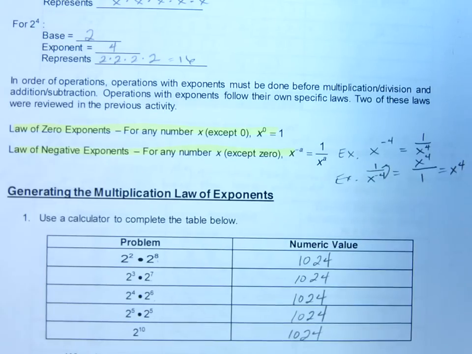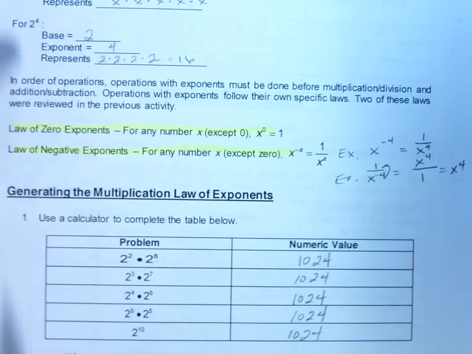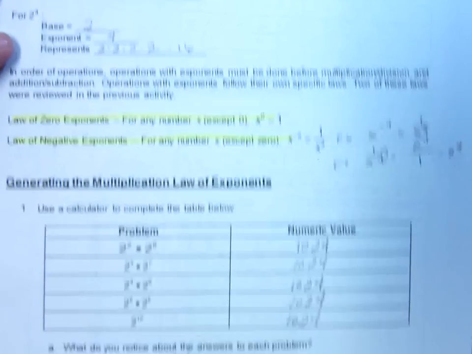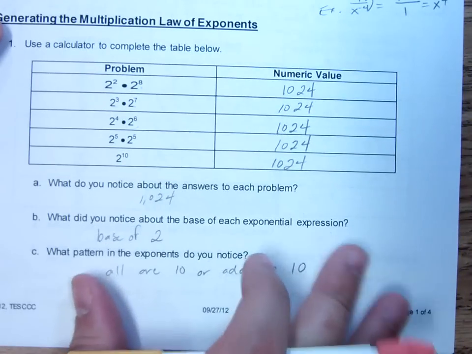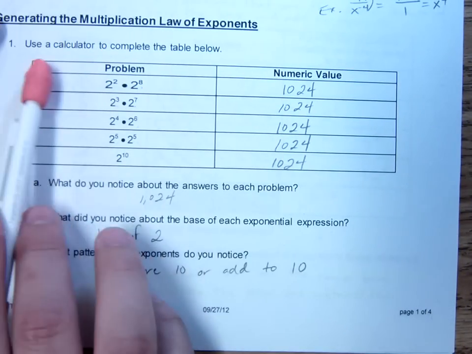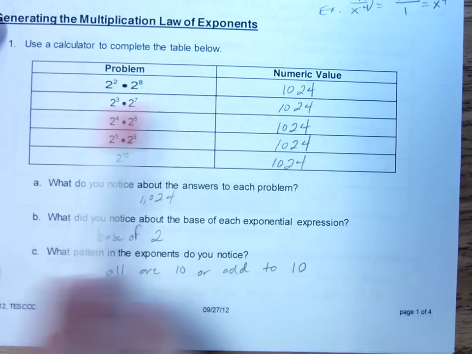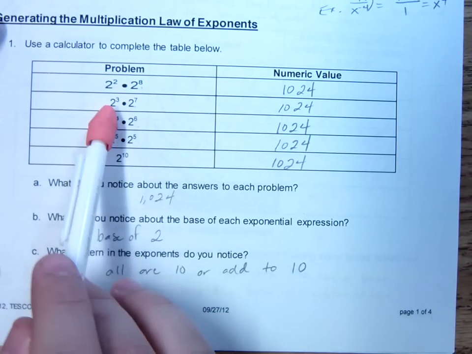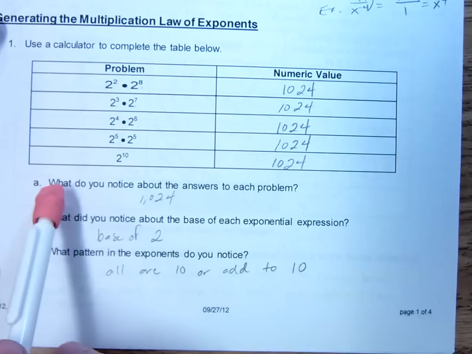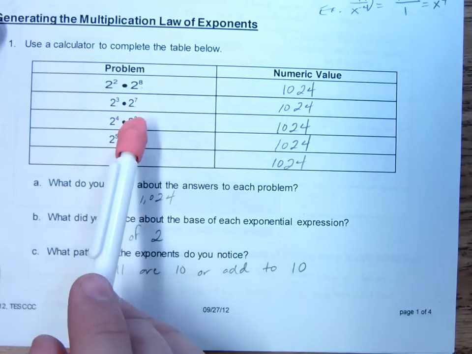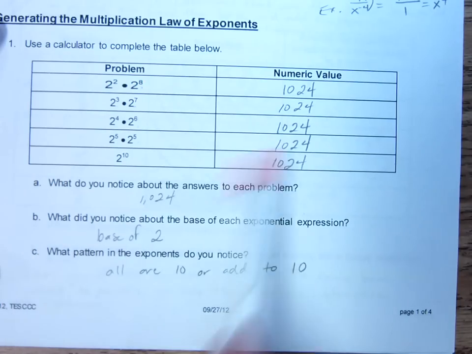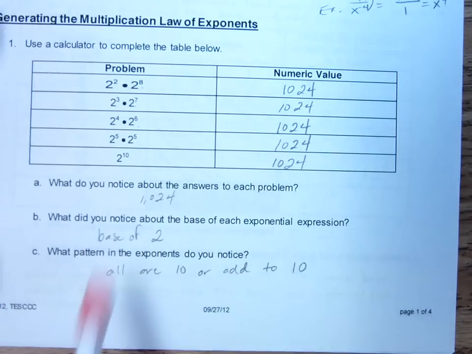Those are things we touched on today. Now you have a specific law to memorize. I highlighted this so that you could memorize these things. All right, let's look at our notes, at this table down here. It says, use a calculator to complete the table. 2 squared times 2 to the 8th power equals 1024. 2 cubed times 2 to the 7th power equals 1024. 2 to the 4th times 2 to the 6th power equals 1024. 2 to the 5th times 2 to the 5th power equals 1024. And 2 to the 10th, that's right, also equals 1024.